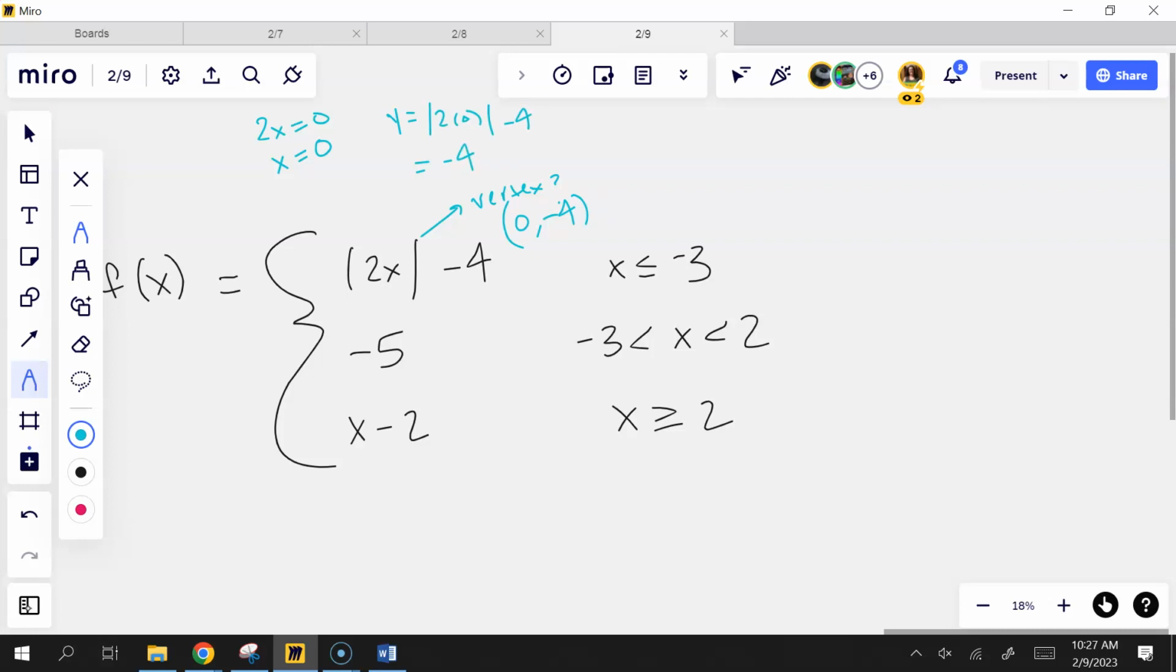Now, my question to you is 0, negative 4, is this point within this restriction? Why? How do you know it's in that restriction? What's less than negative 3? What's it tell you to look at? Look at the x. Is the x less than negative 3? 0 is not less than negative 3? Oh, no. Dang it.